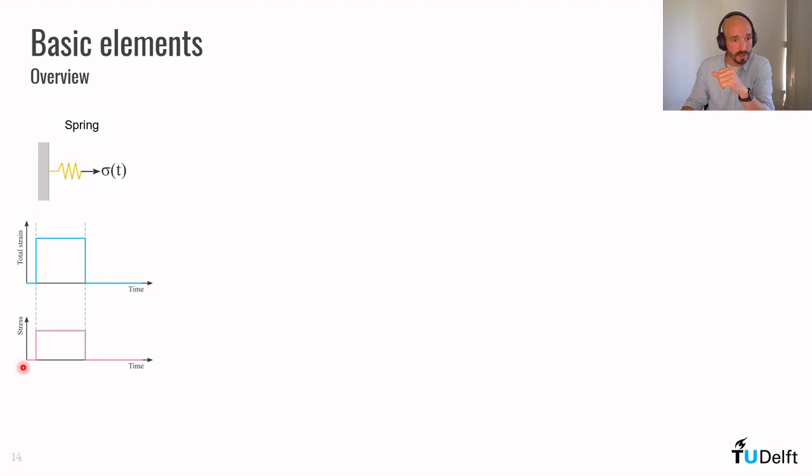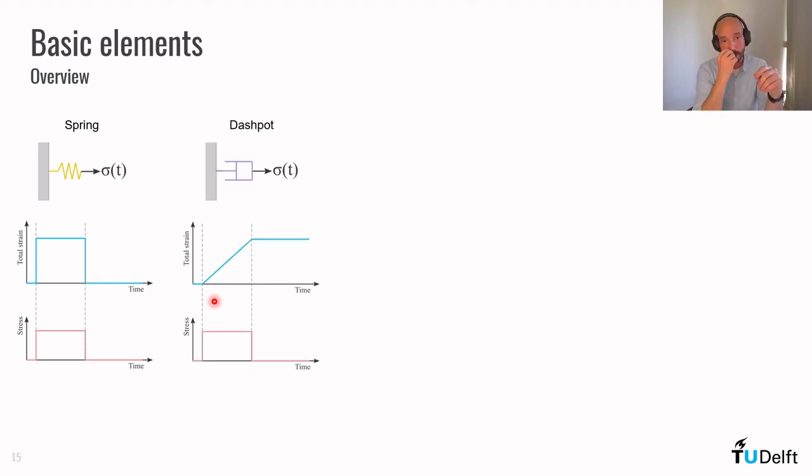If we apply a stress like this, for example, the stress is 0, then we suddenly apply a stress, the spring responds immediately, instantaneously. And when we remove the load, the spring returns immediately as well. So a spring is fully recoverable and it's instantaneous. It provides an instantaneous elastic response. Instantaneous because it's time independent, and elastic because it fully recovers when we remove the load.